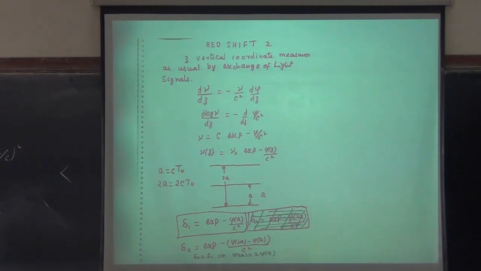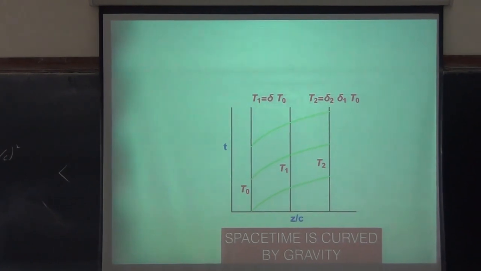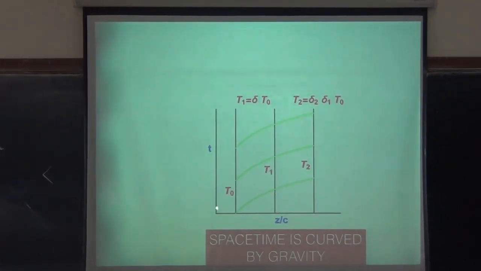Now, take a look at the next figure. I'm doing the same experiment now. This is z here and time here. I'm plotting z on the horizontal axis, which is a little confusing because normally we think of z as upwards. But I've always been plotting time in the vertical. And without prejudice, I'm just drawing the lines of light as going like this. I don't want to assume anything about those curves.